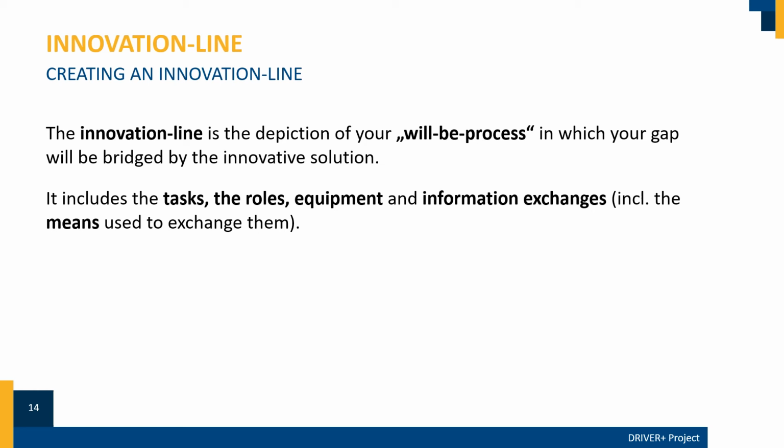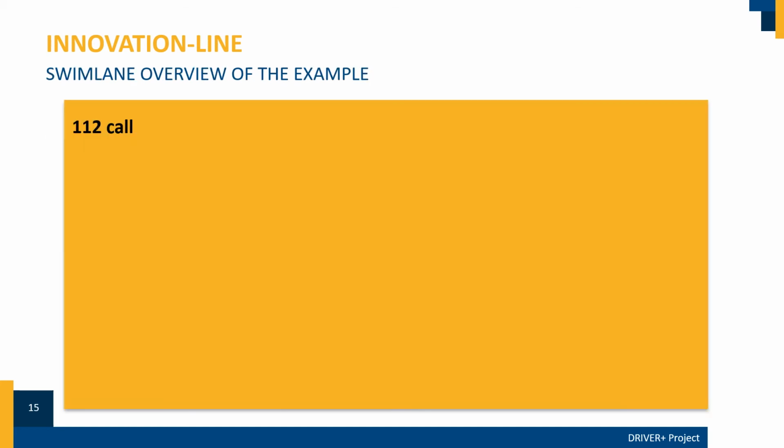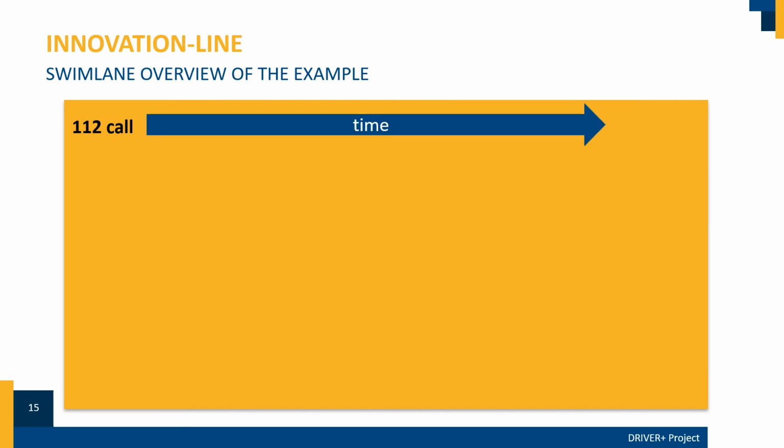So for our example, this means the roles stay more or less the same. The equipment gets complemented by an innovative app. The information stays the same. The means of information exchange get complemented by the GPS position. And what about the tasks? Before we look at the tasks, let's shortly look at the innovation line in general. Like in the baseline, you have your time going from left to right. Also, you have the swim lanes referring to the different roles. Now back to our example.